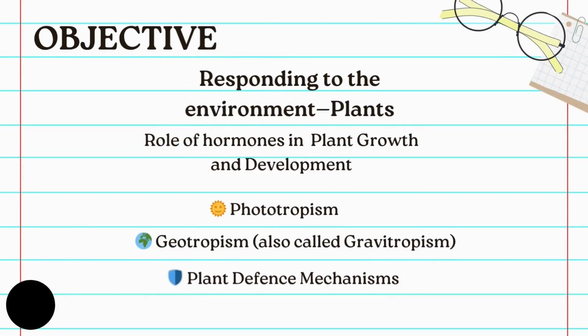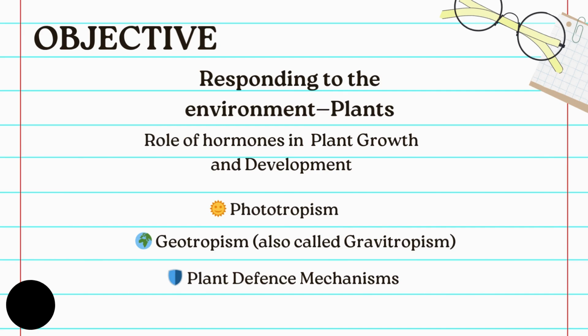So today we're going to be looking at how plants respond to the environment. We have talked about how the human body responds to the environment, the nervous system and the endocrine system. Now it's about plants. We're going to be looking at the number of hormones that play a role in plants' development and growth. We're going to be looking at phototropism, geotropism, and the plant's defense mechanism.